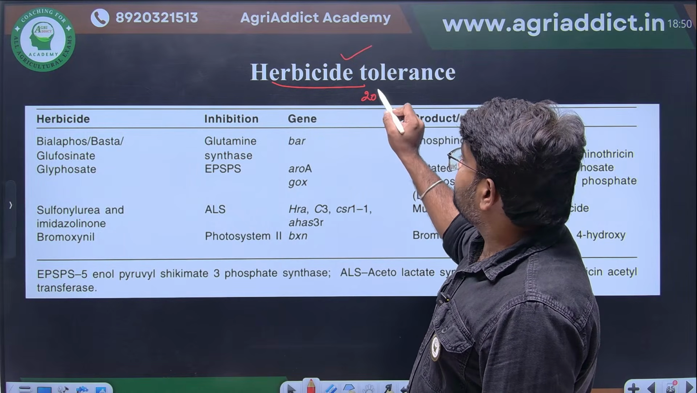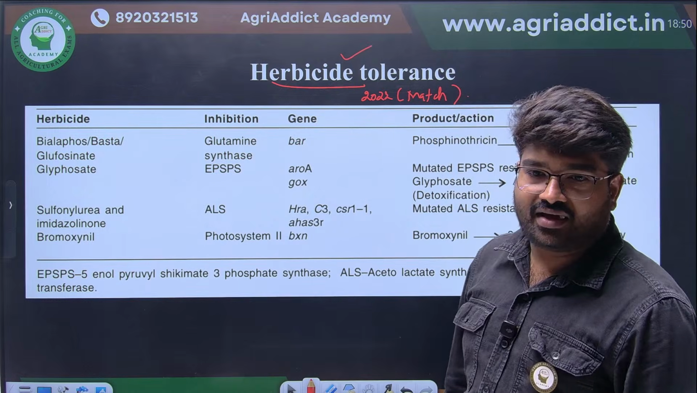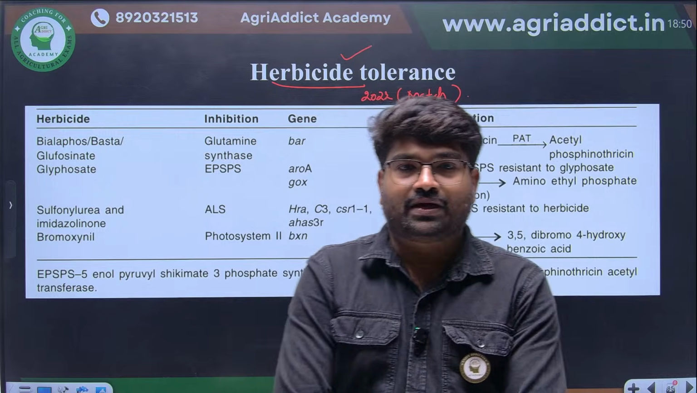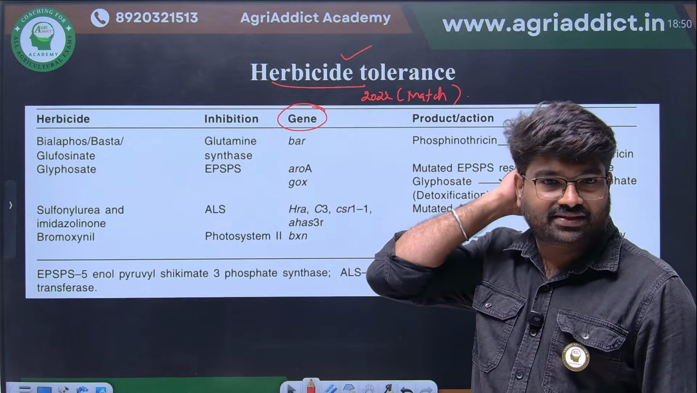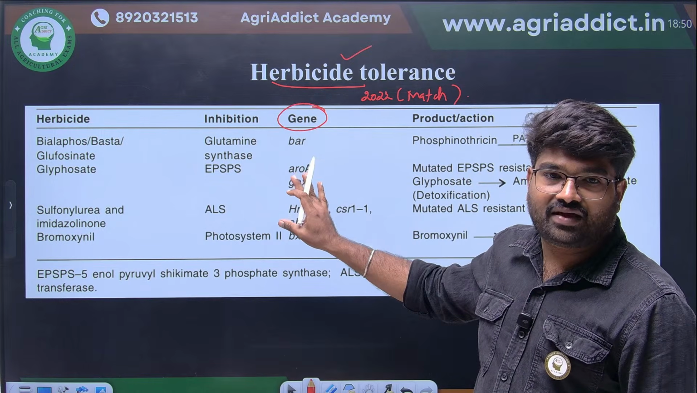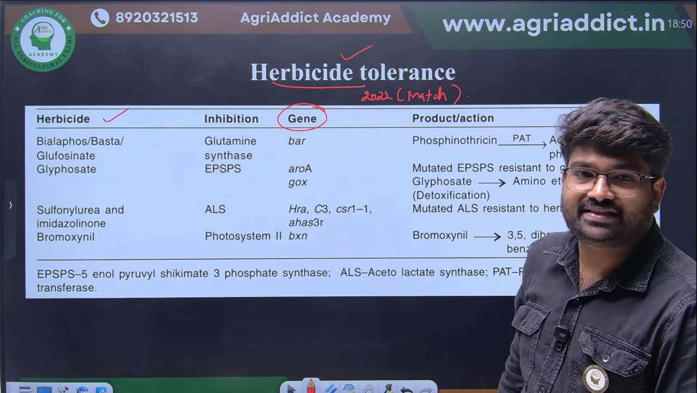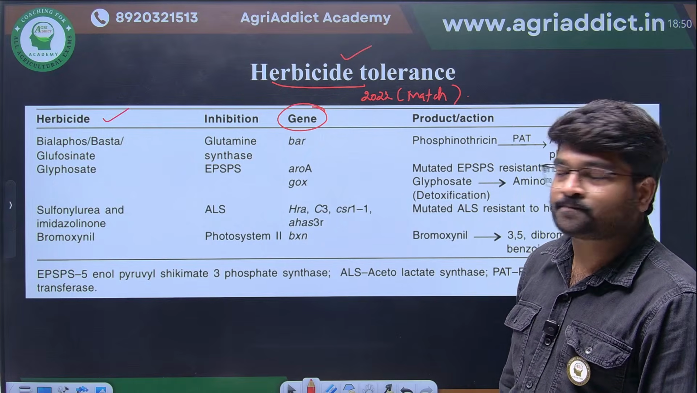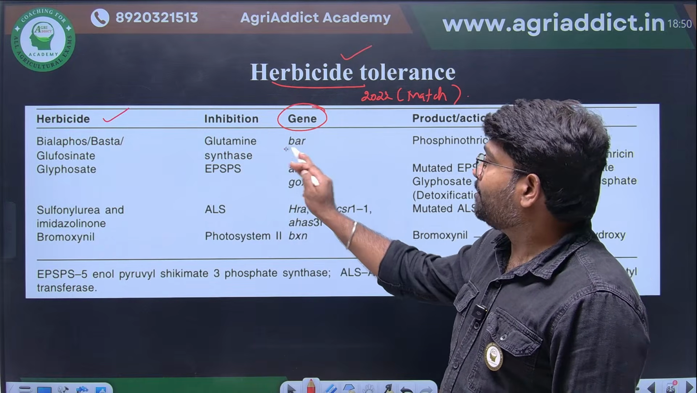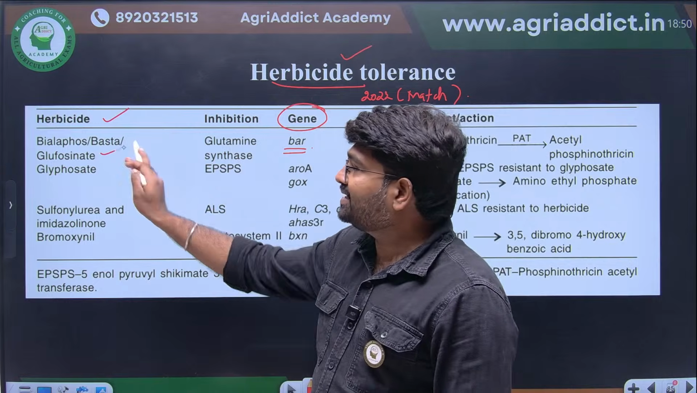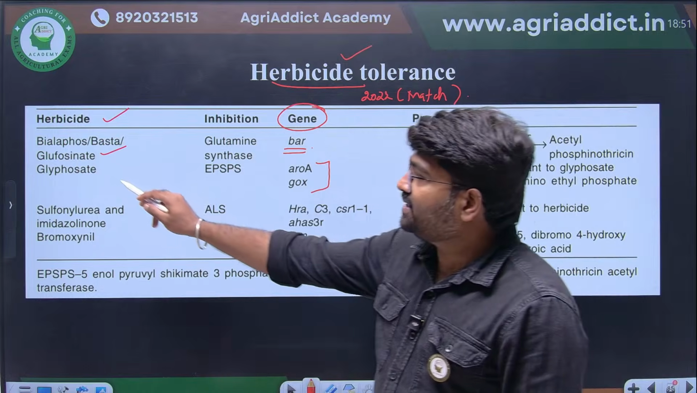They asked this in 2022, a match the following question. They gave the different resistance genes, and you had to match the target herbicide, along with which herbicide tolerance will be produced. The bar gene will be resistant against glufosinate. ROA and GOX will give resistance against glyphosate.